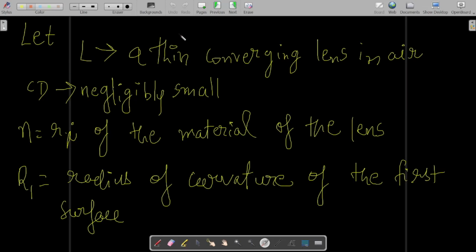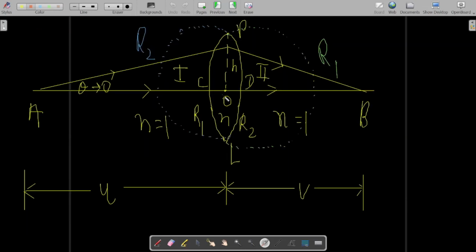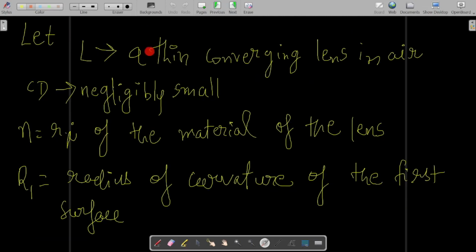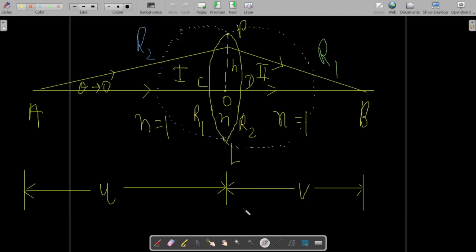Now let us assume in our figure that this capital L, what is this capital L? Capital L is a thin converging lens in air. Capital L is being considered as the lens over here. This complete lens is a converging lens.